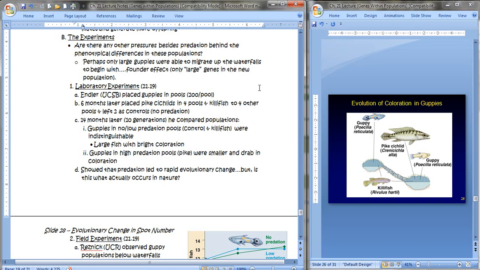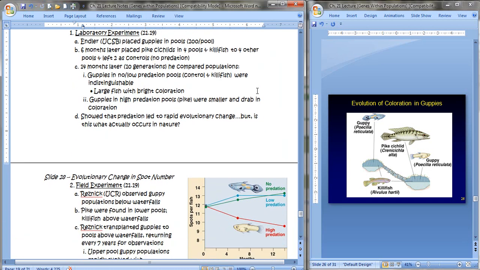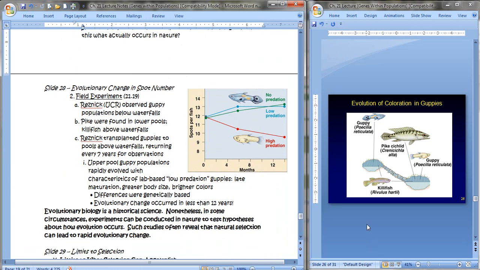But is this what actually occurs in nature? Remember, it was just done in the lab. So what about out in the field?